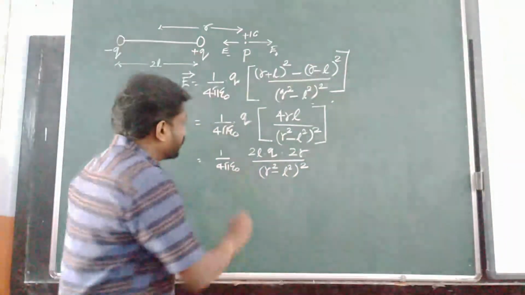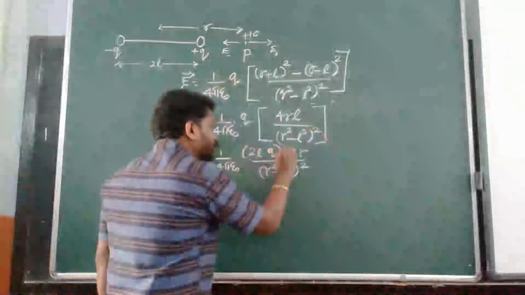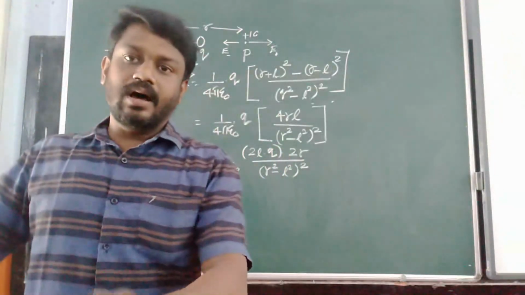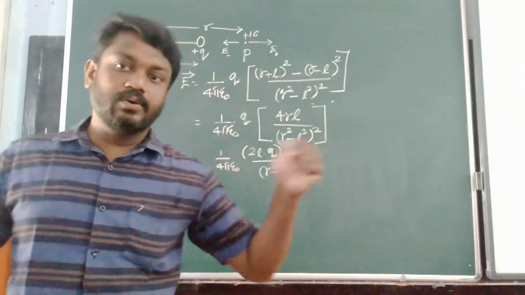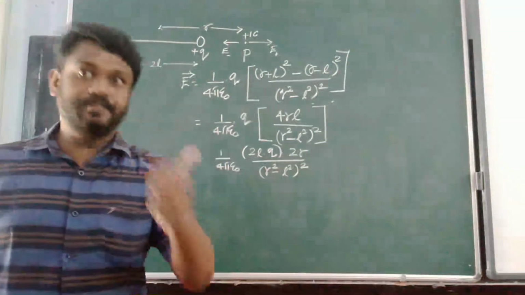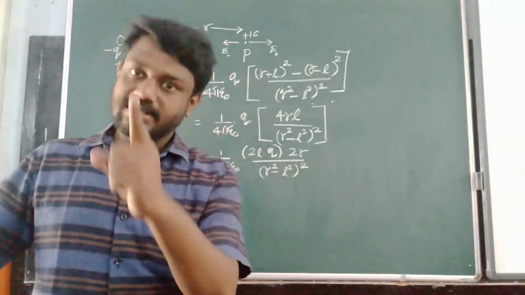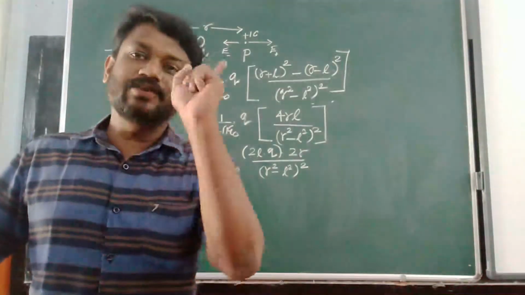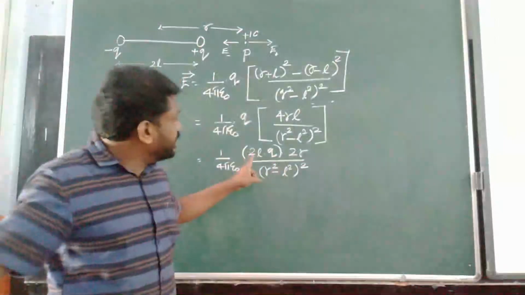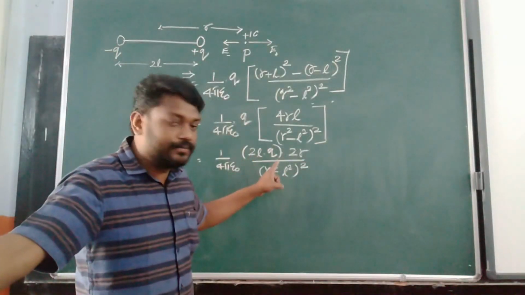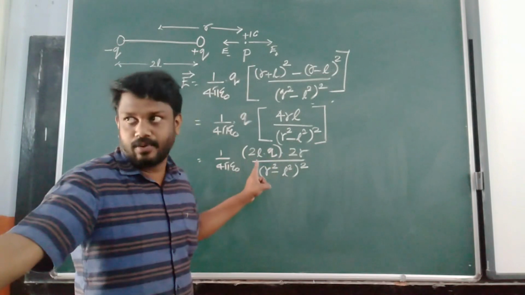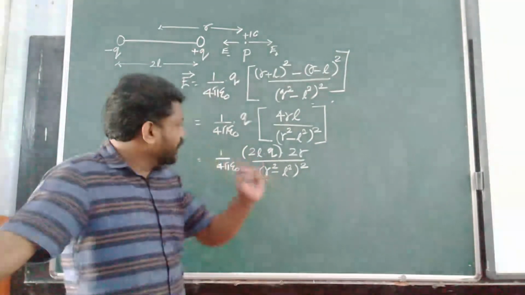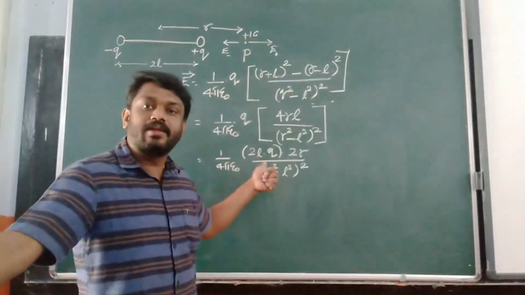Okay, now you look at this term 2l into q. You can find that q and 2l are the two terms that are related to our dipole, a property of the dipole. What is q? Charge of the dipole. What is 2l? That is the length of the dipole. So you can take 2L into Q as the product of the charge and the length of the dipole. What is that? That is the dipole moment of the dipole.